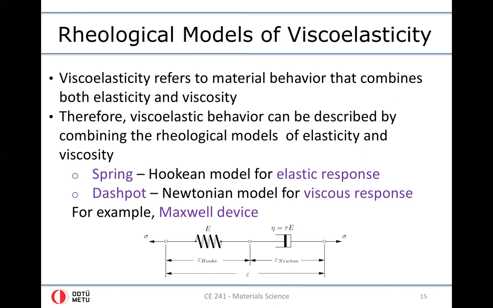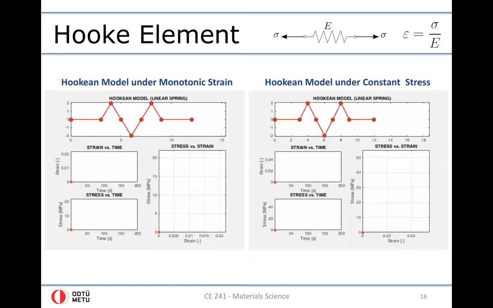Therefore, if you take such a model and subject it to cyclic loading, as we will see in the upcoming lecture, we observe hysteresis, in other words, dissipation. Okay, so let's first take a look at the behavior of these elements individually, and then we will extend this kind of modeling approach towards viscoelasticity. Let's first take a look at the Hooke element.